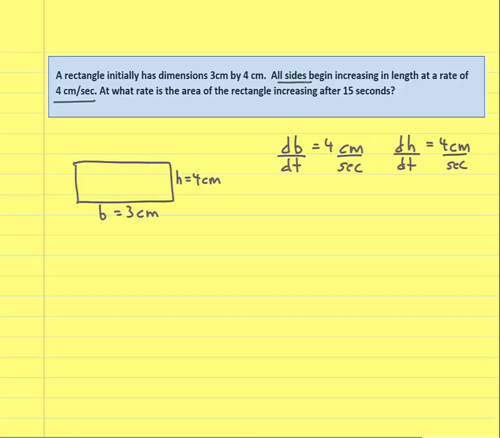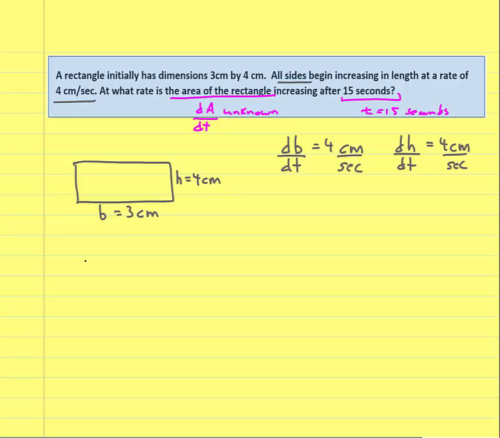It says, at what rate is the area of the rectangle changing? So this is the change in the area with respect to time. So this is our unknown. This is what we're trying to figure out. And they give us some information here about t equals 15 seconds. So apparently we need some sort of a formula to start with.